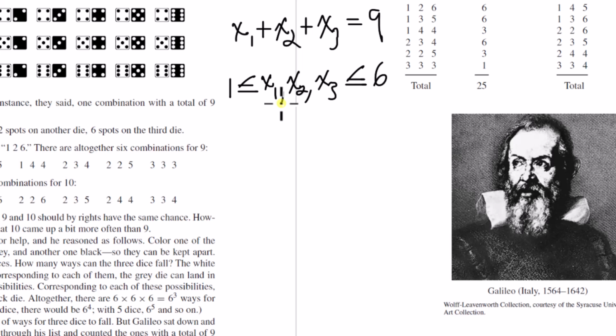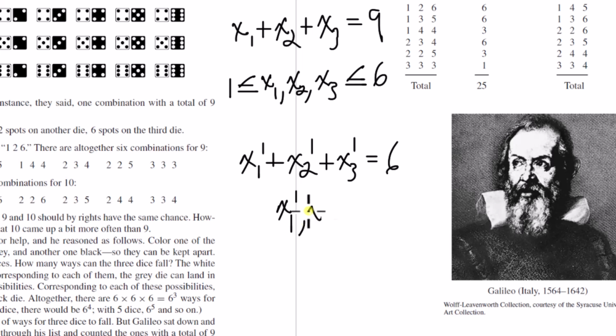But this was a little more involved. This was one of the more difficult counting problems, especially with the upper limit, because you had to first make a substitution to account for the lower limit being 1. So that would be x1 prime plus x2 prime plus x3 prime is equal to 6. Which meant that you updated this to where x1 prime, x2 prime, x3 prime is less than or equal to 5 and greater than or equal to 0.